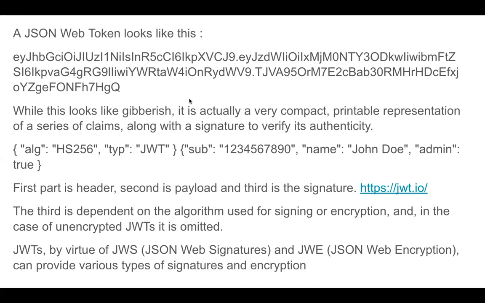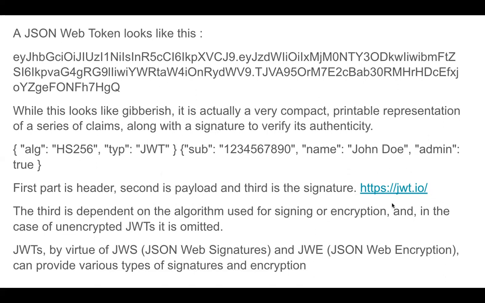So how do we arrive at this gibberish? Here is an example. This is the header. This is the payload, or the data. What you do is you encode it using base 64 encoding. You will encode each part, and you will send it to the server. Here, the third part is not shown because it's optional. By virtue of JWS, JSON Web Signatures, and JSON Web Encryption, JWTs provide various types of signatures and encryptions.